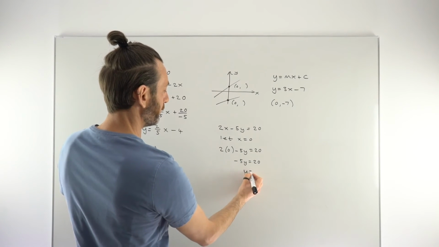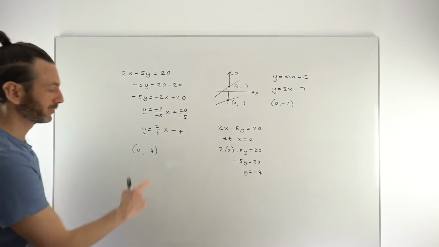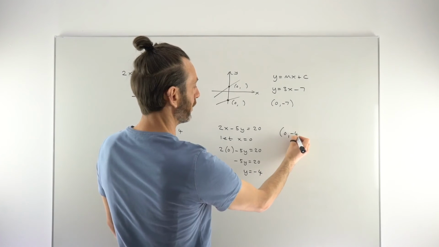Just solving this equation by dividing both sides by minus 5. 20 divided by minus 5 is minus 4. So we get the same answer either way. And again, just remember to present that as a full coordinate.